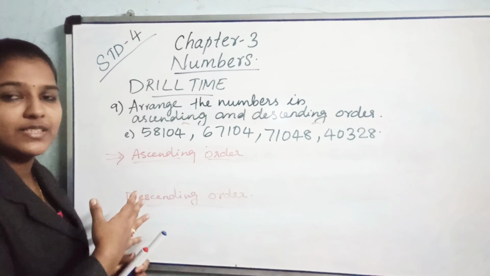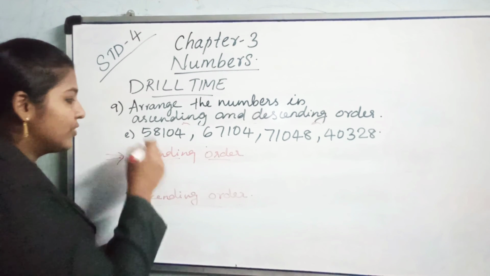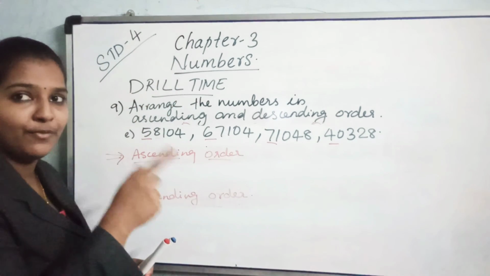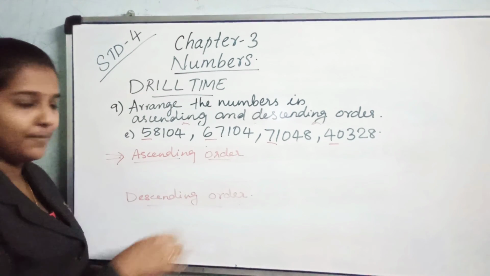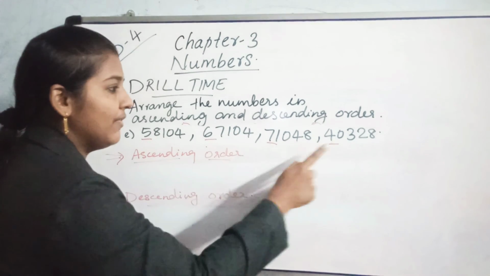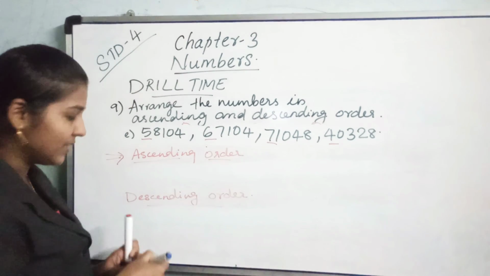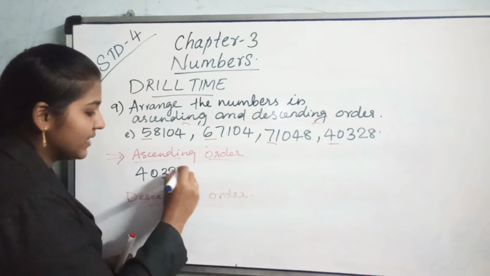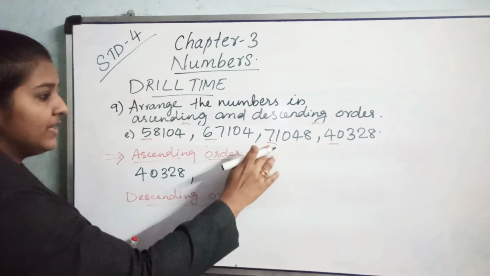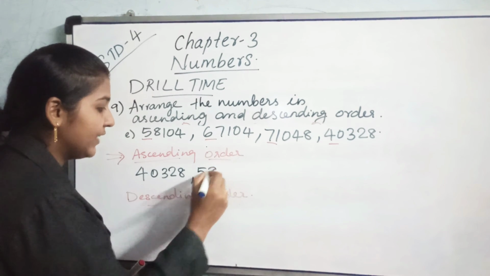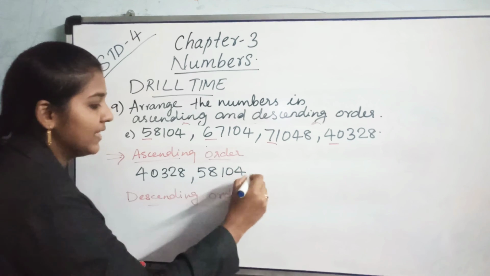So compare the digits in 10,000 place. So 5, 6, 7, 4. Here all the digits are different. So we can easily answer. So which is the smallest among these? Yes, 4 is the smaller one. So first number will be 40,328. Now 7, 6, 5. Which is small? 5. So 58,104 is the next number.